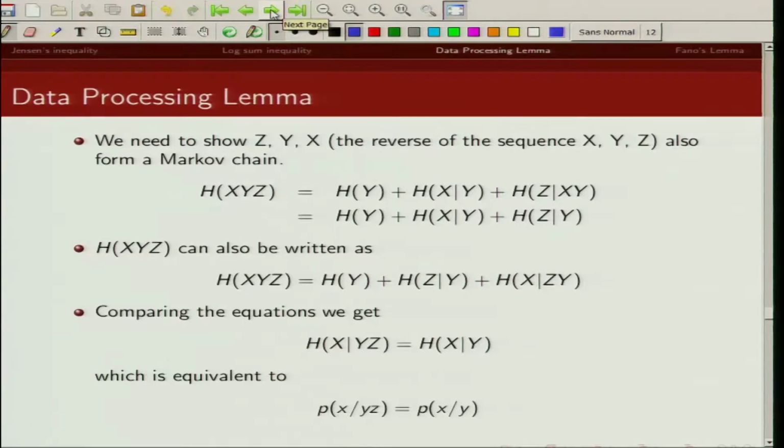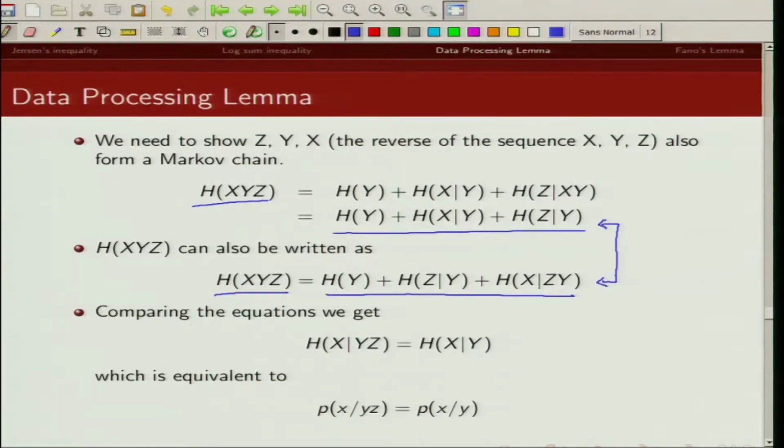Now let us compare. This is the joint entropy of x, y, z given by this expression, and this is the joint entropy given by the other expression. So let us compare these two equations. There is a common term h of y, it is here and here. Then I have a common term h of z given y. So if these two are the same, what do I get? I get the condition that this term must be equal to this.